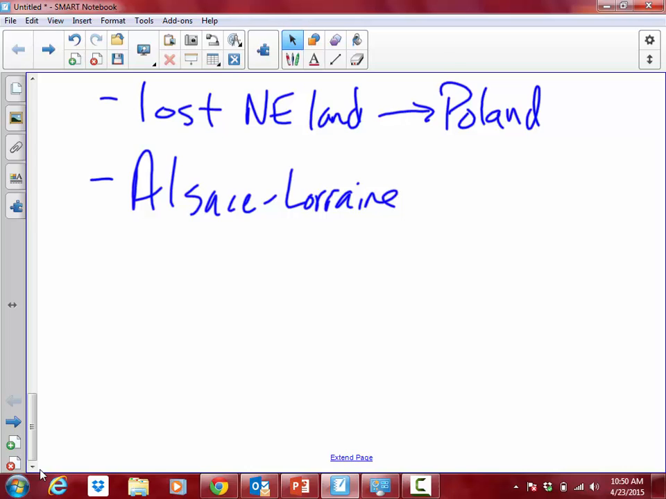Lovely. Who are the two sides in the Russian Civil War that erupts? Reds and whites. Oh, you can do better than reds and whites. Bolsheviks.